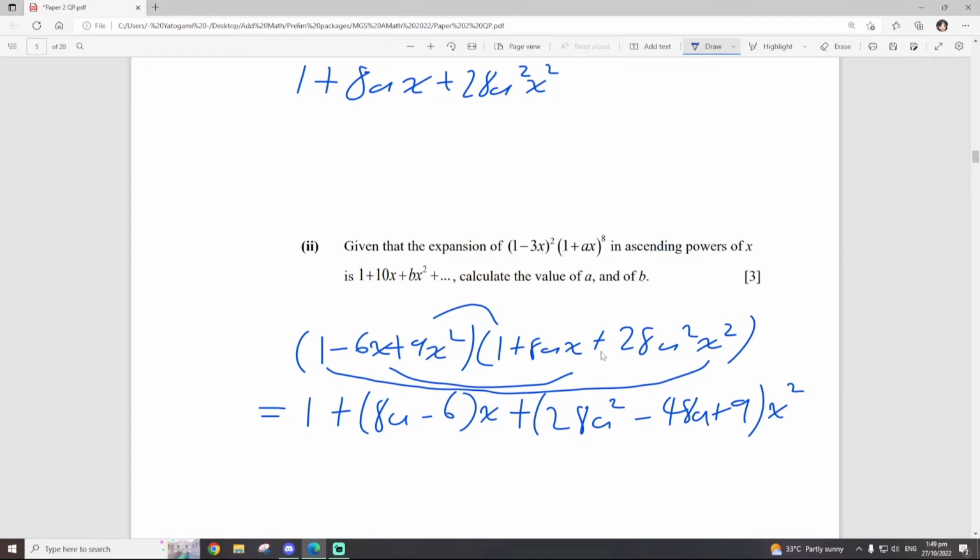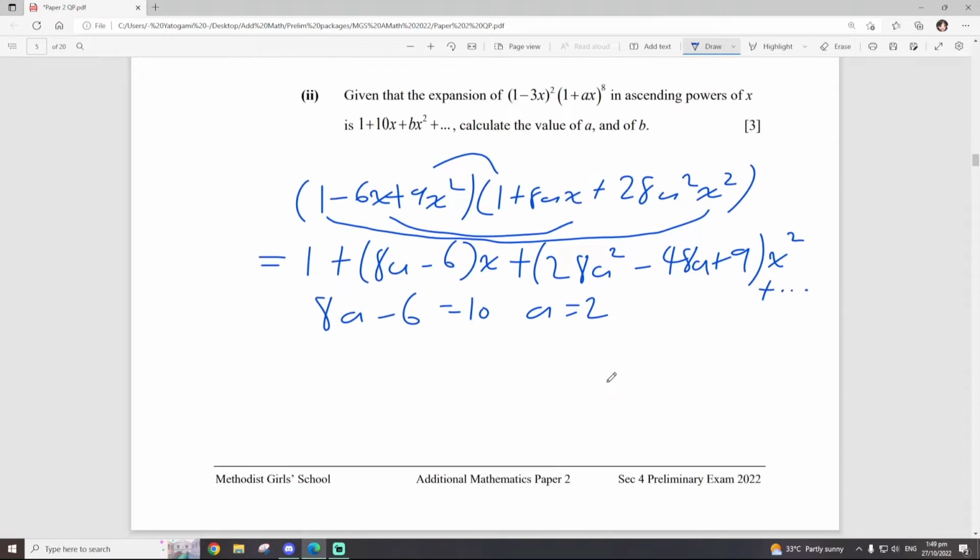Okay, so we have 8a minus 6, and then plus dot dot dot. Actually, I should write that technically, but we don't need any more terms. So 8a minus 6 is 10, so one can find the value of a. A is equal to 2. Then b equals to, well, you can find what that is. It's 25. Okay.